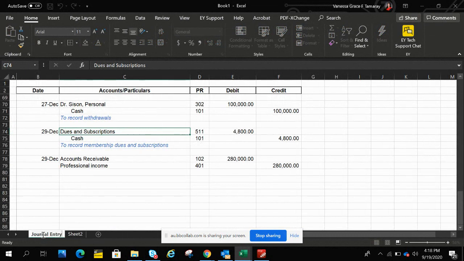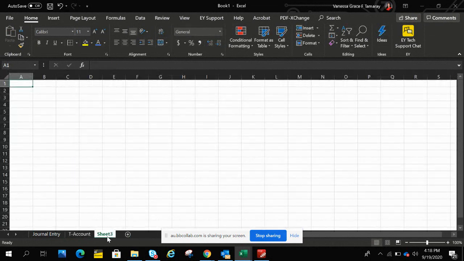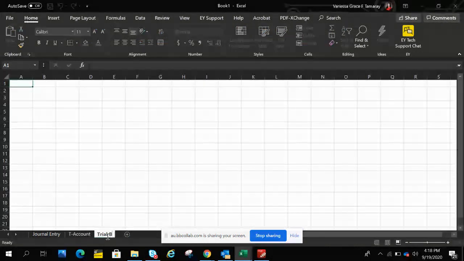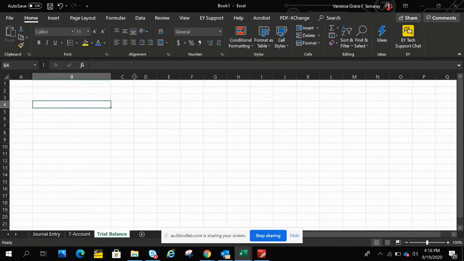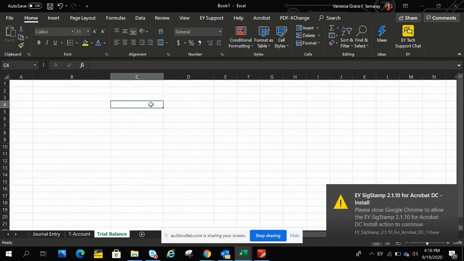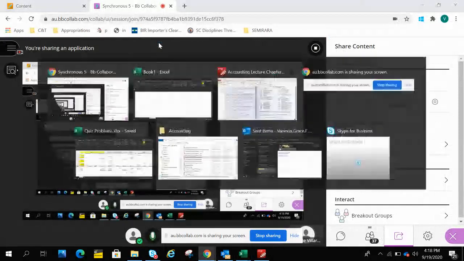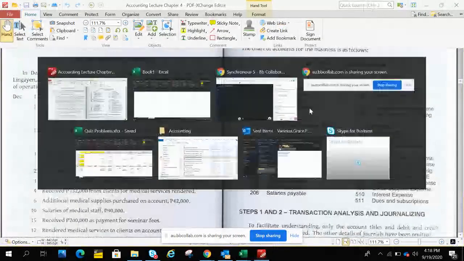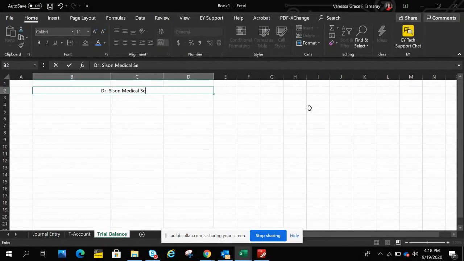Journal entry. This is the account. Then, trial balance. So, bilis na lang talaga ito. Trial balance, ano bang kailangan natin? Kailangan lang natin na balances. But we first have to prepare our heading. Sabihin natin, Dr. Season. Ano po yung business ni Dr. Season? Medical services. Dr. Season, medical services.